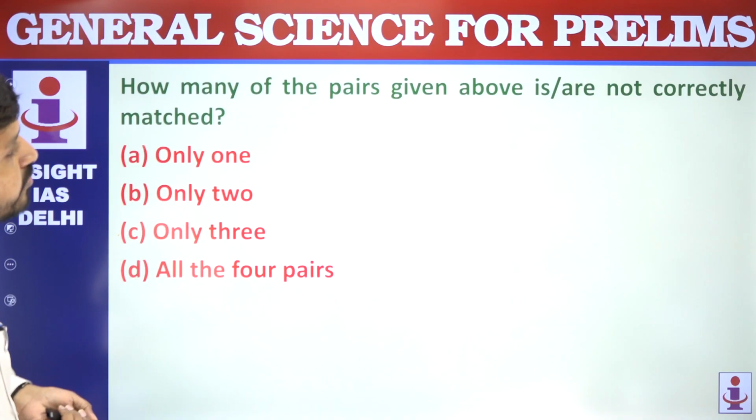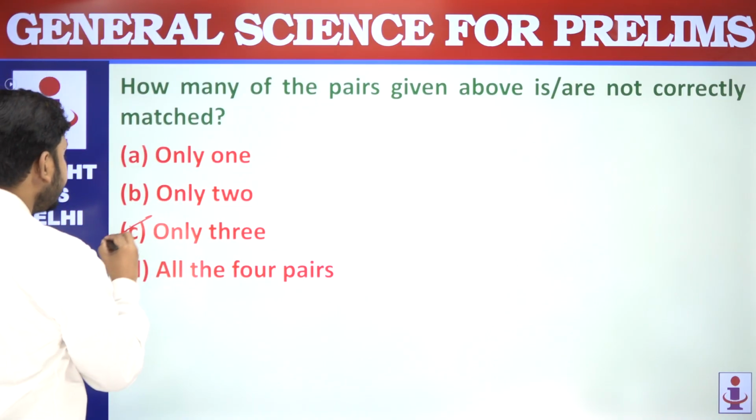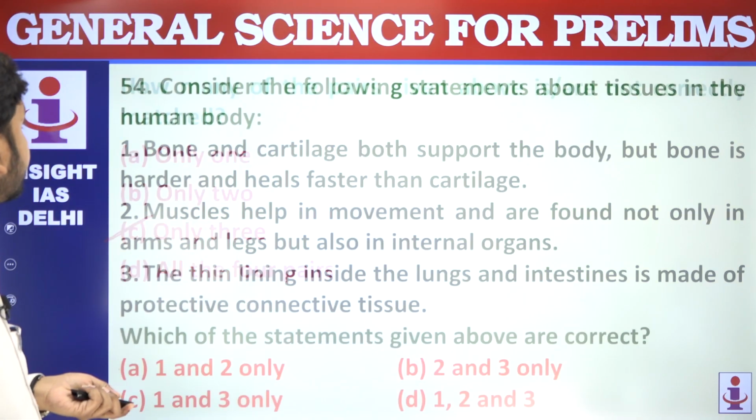So let's see which of the following is not correct. So 3 statements are not correct. So our C will be the answer because 3 are not correct.